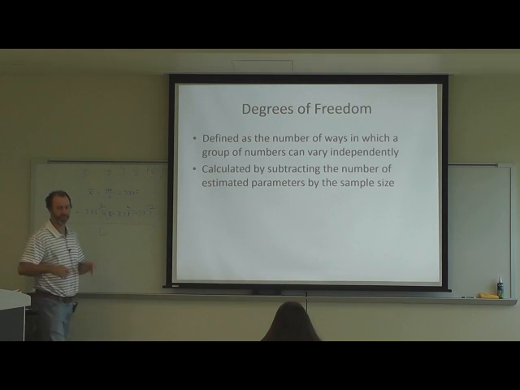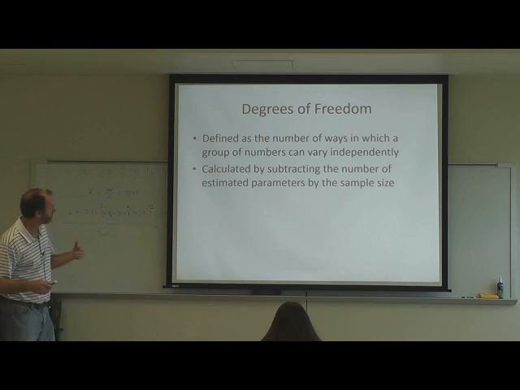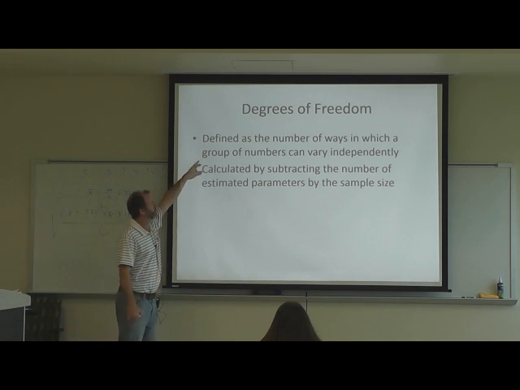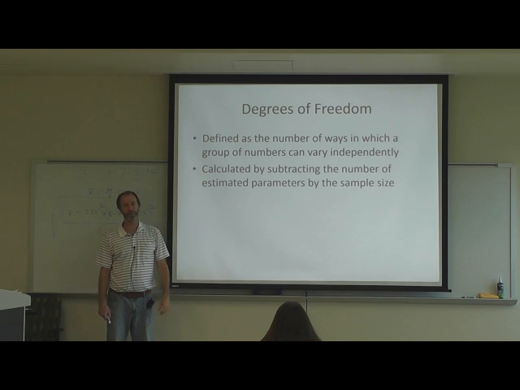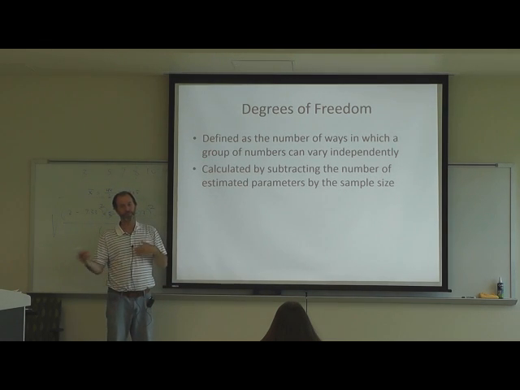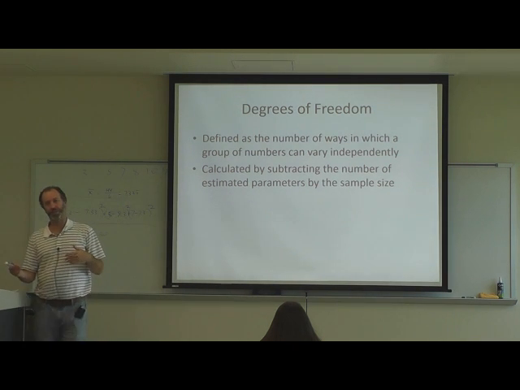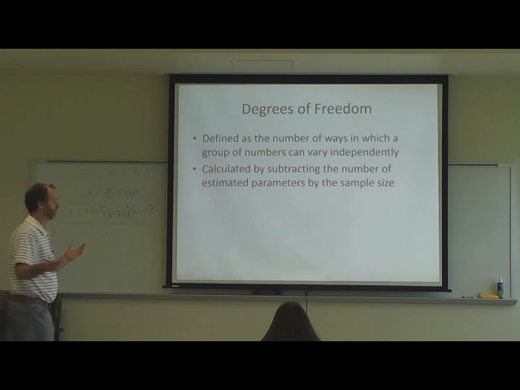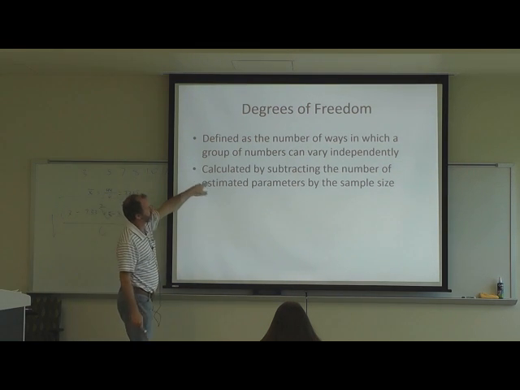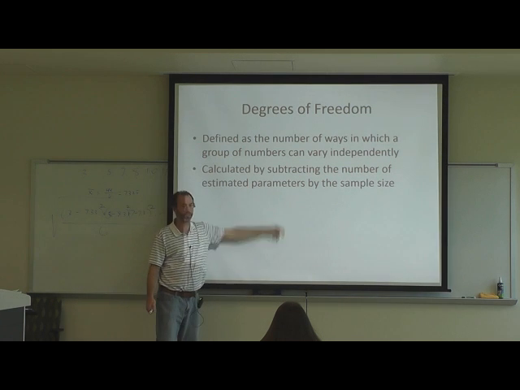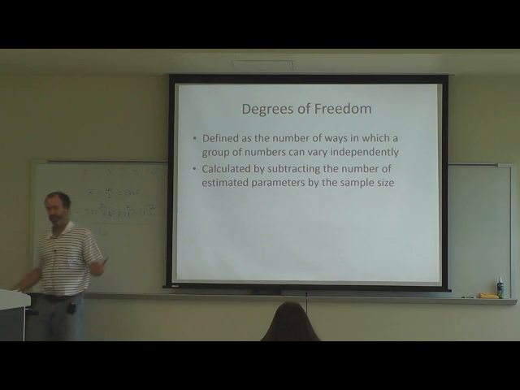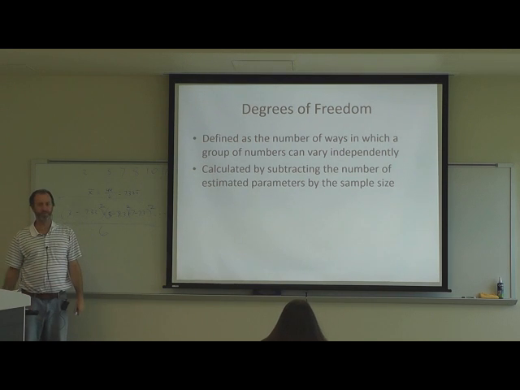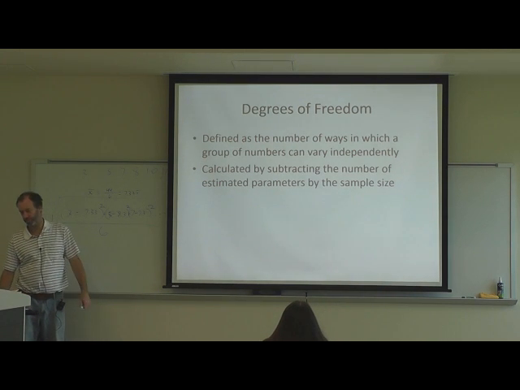And we have to look things up on the t-table. You have to know the degrees of freedom. And that's defined as the number of ways in which a group of numbers can vary independently, right? So if we have a data set, a lot of times you see it as n minus 1, and that's because we've got the data set, and it's got all the population there, but we've got one estimate there, and that's the mean, right? It's calculated by subtracting the number of estimated parameters from the sample size. So you estimated the mean, and then you have the sample size. So n minus 1 typically.